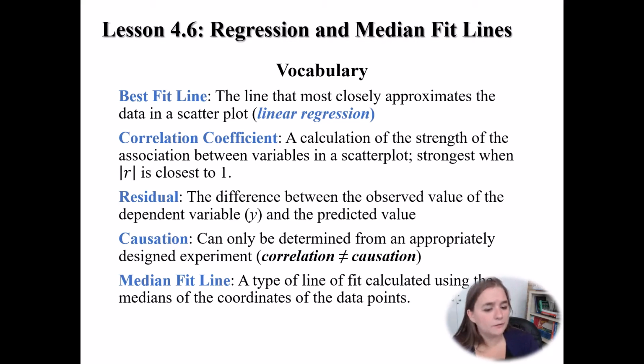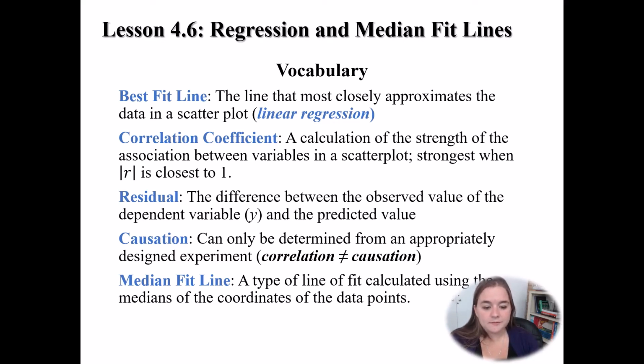The correlation coefficient is a calculation of the strength of the association between the variables in the scatter plot. It's strongest when the absolute value of the correlation coefficient is closest to 1. So it can range from -1 to +1. Values that are close to 1 or -1 would be a strong association, and that's where we'd see those dots are close to a linear pattern. If it's about a half, then we'd have a weak association. But if it's closer to 0, that tells us that there is a very weak or no association between our variables. That would be that idea of no correlation.